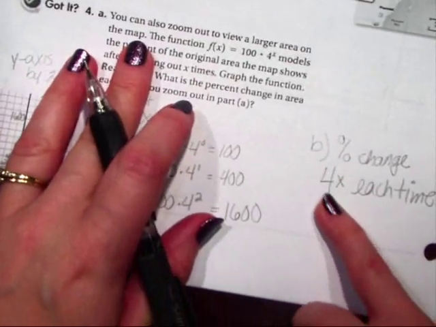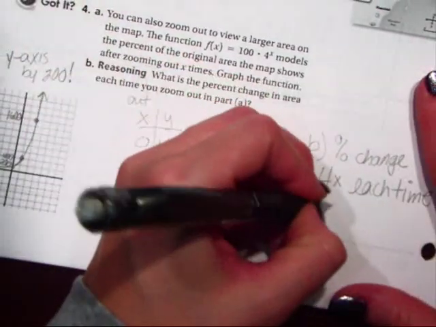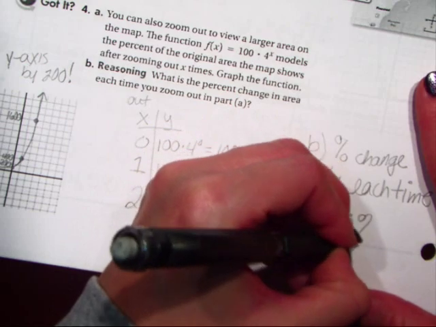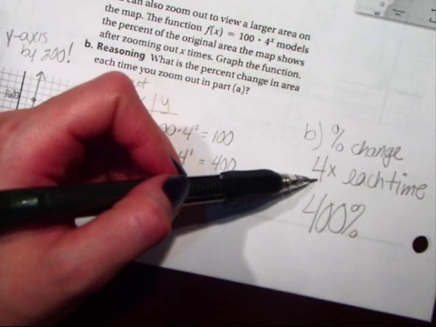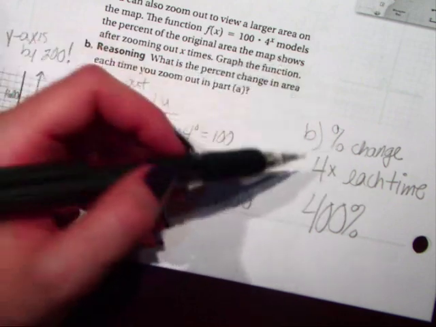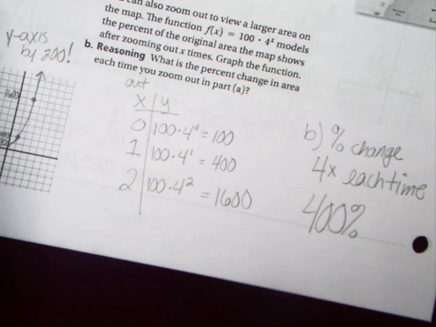Now, anytime something zooms out 4 times, that is a change of 400%. I would ask you this, if 4 is a number, how could you make it into a percent? You would just multiply by 100. Kind of like 1 is 100%, 2 is 200%, 3 is 300%. Okay, that's actually how that works.